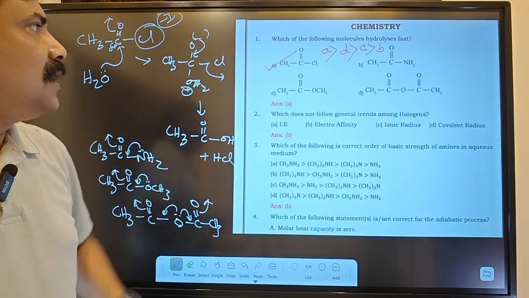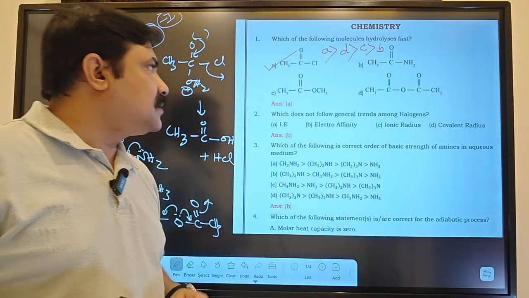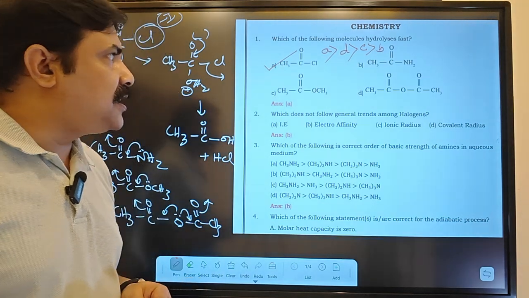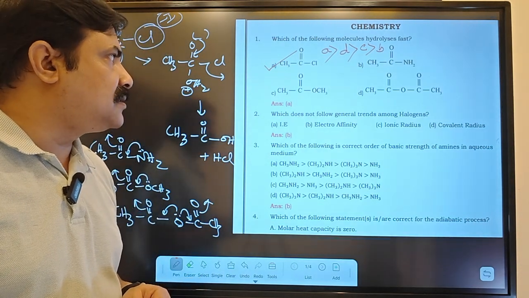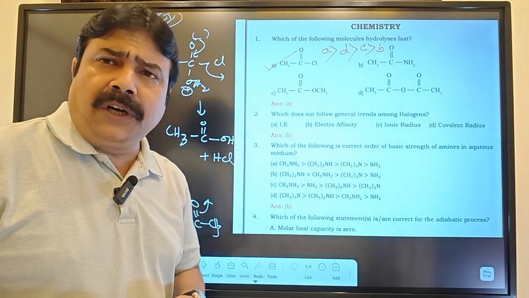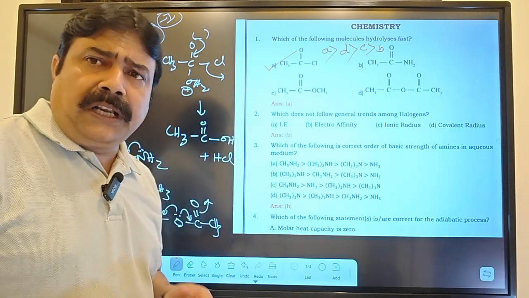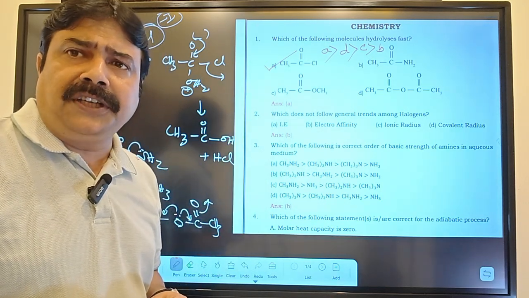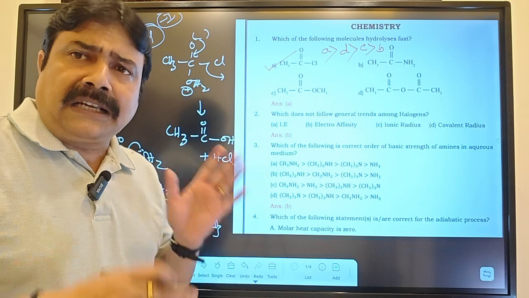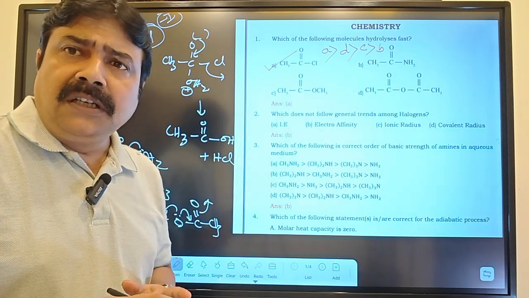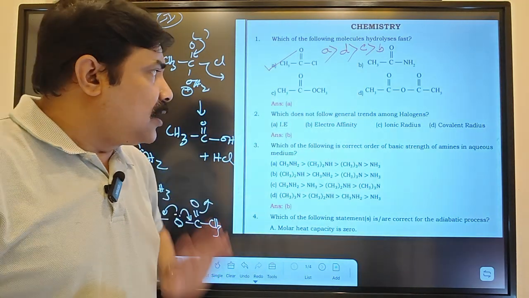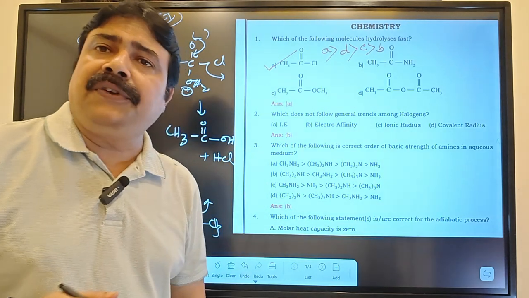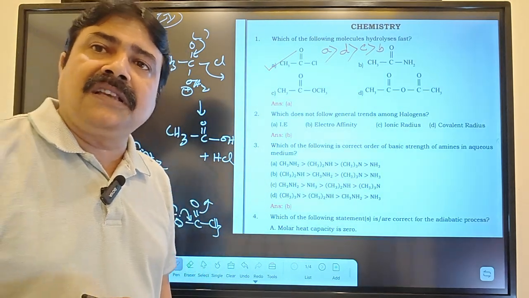What about the second question they ask? Which does not follow the general trends among the halogens? Electron affinity, everybody knows. Generally, down the group, electronegativity and electron affinity have to decrease. But here chlorine has a higher electron affinity than fluorine, based on the size.